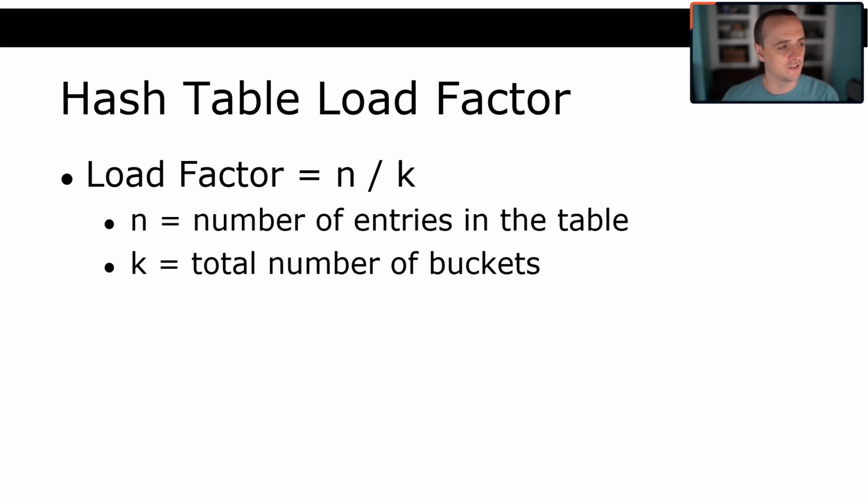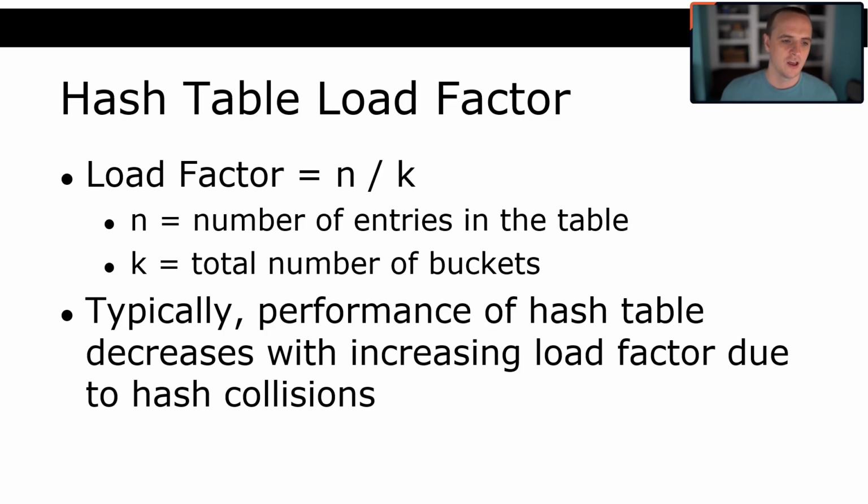So if the load factor is 0, then the hash table is empty. If the load factor is 1, then the hash table has something in every bucket, or it has a number of entries equal to the buckets. And in some hash table implementations, we can actually have a load factor greater than 1. Okay, and we'll see how that's possible. And typically, the performance of a hash table is going to decrease with increasing load factor, because as the load factor increases, the hash collisions increase as well. So basically saying the more stuff you put into a hash table, typically, the slower the hash table will be to use in the future.